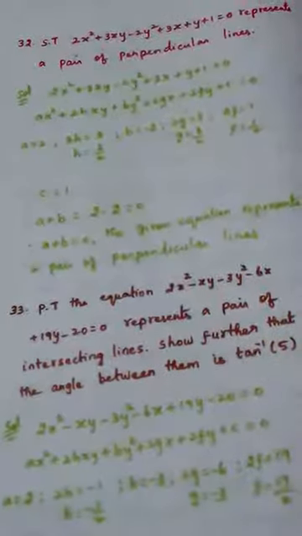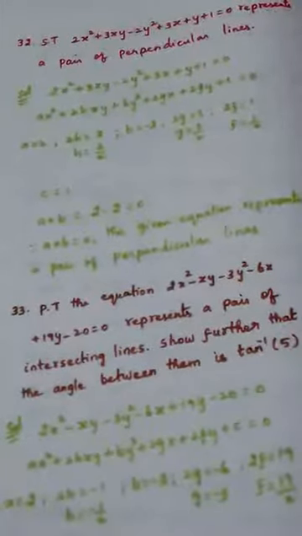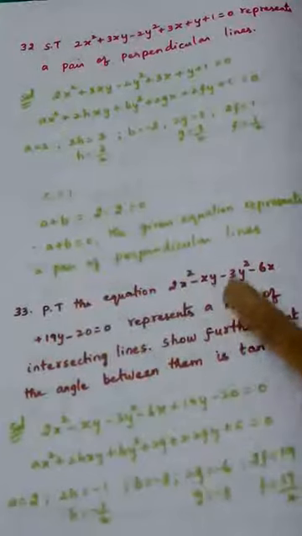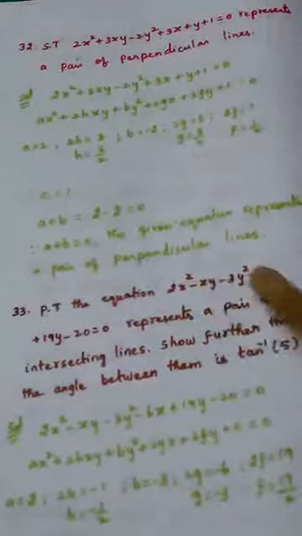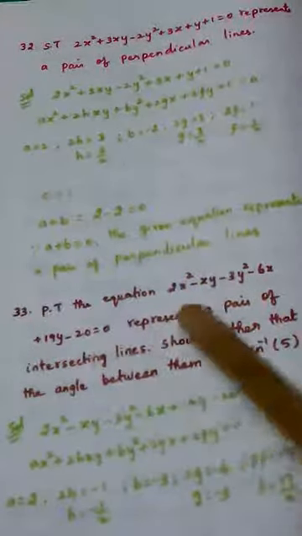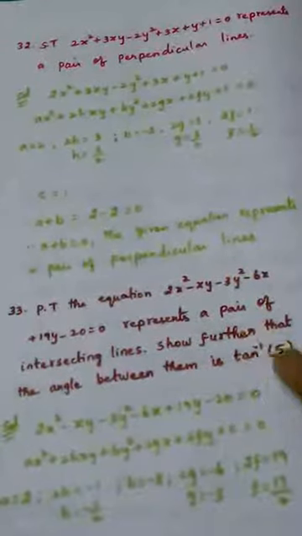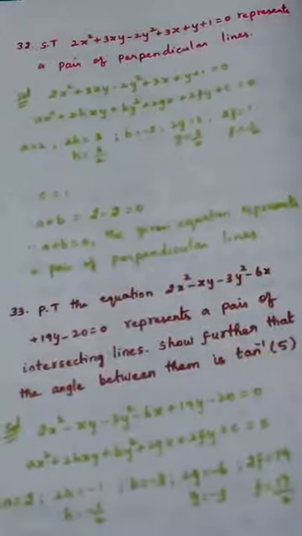So we need to prove that this represents a pair of lines. If we prove they are intersecting, the rest will follow, because only when the lines are intersecting can we find the angle. If the lines do not intersect, we cannot find the angle, yes or no? So what is our aim to prove? First, our aim is to prove that the second degree equation represents a pair of lines. Next we need to find the angle, and the answer we have to prove is tan inverse phi.